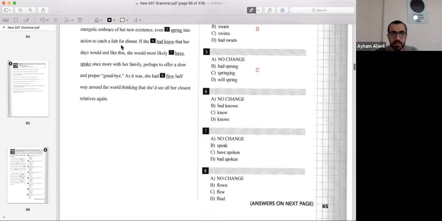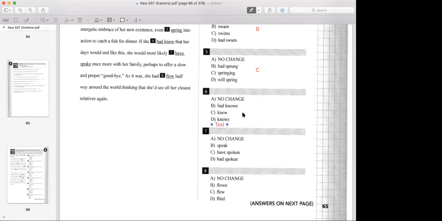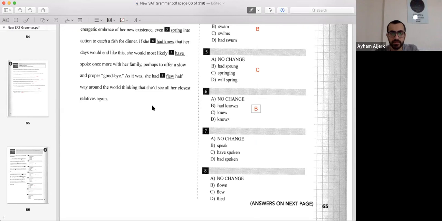Let's take a look at 6. "Into action to catch a fish for dinner. She had knew that her days would end like this." So here we have had knew, and this is the second form of the verb. So what is the answer? Had known. Exactly. So the answer should be B.